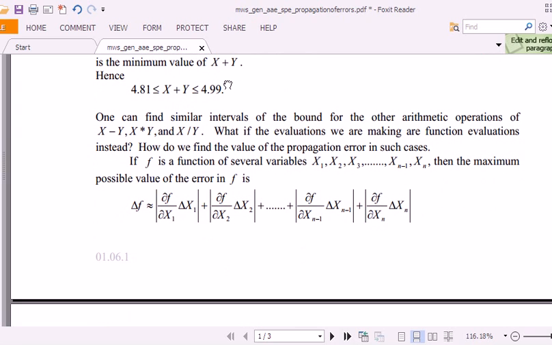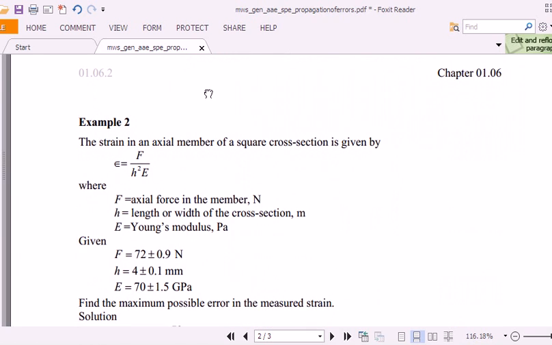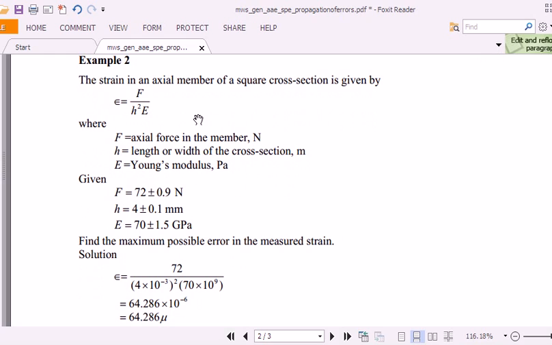Here is a useful general formula: the error in a function of several variables, x1 through xn, is given by this formula. Let's look at a particular example to see how this works. Here's a practical engineering example where the quantity epsilon is a function of f, h squared, and e. Notice that I could call this a multiplicative term, because all the factors within this term are either multiplied or divided.